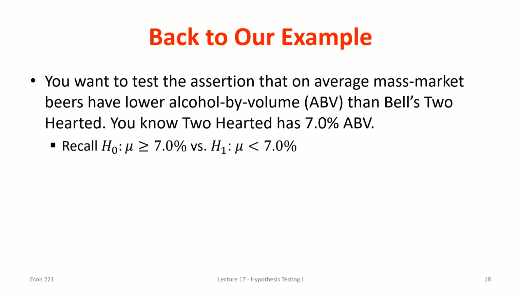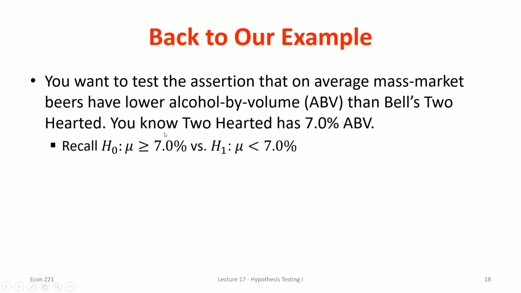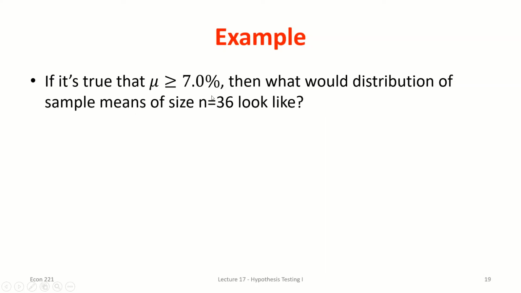So we have a less than sign in our alternative hypothesis, which means we have a left tail or a less than test. Okay? So if in fact what we assume to be true is true, right? If this null hypothesis is true, then the true population mean is 7% or higher. So let's assume that in fact was true. What would the distribution of sample means with a sample size of 36 look like?